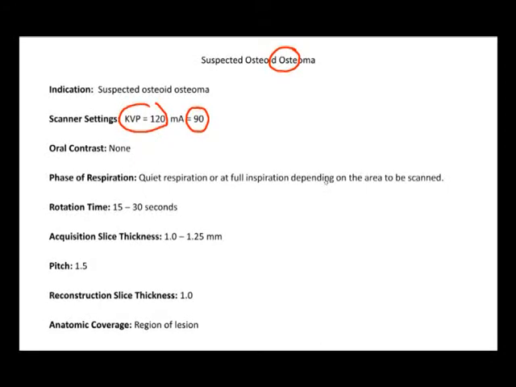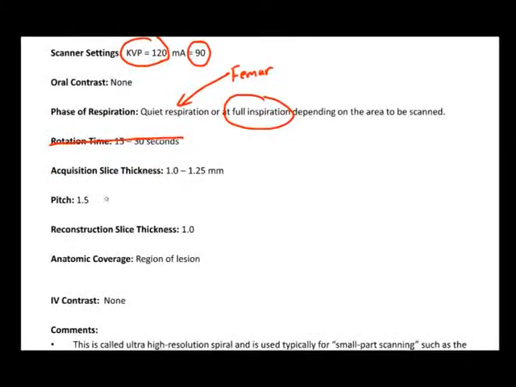Depending on where you're actually looking for this, if you're looking at the spine and you're looking at an area, then definitely you would want full inspiration. But if you're looking at an extremity such as the femur, then quiet respiration would be very much sufficient for this. Once again, we're not going to worry about rotation time. Notice the acquisition slice thickness is 1 to 1.25. So we're staying on the thinner side.